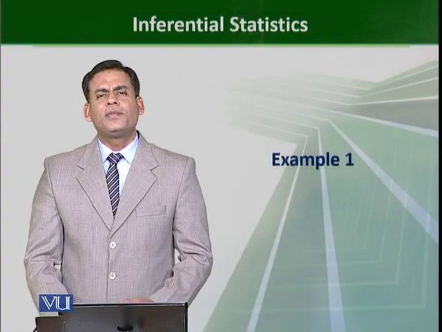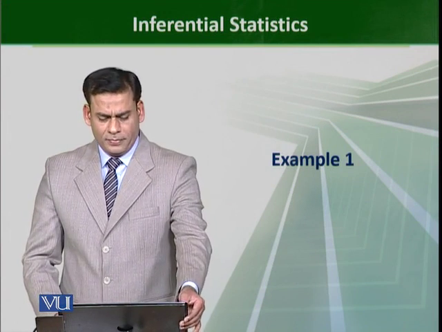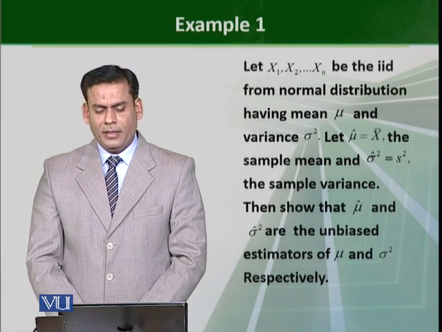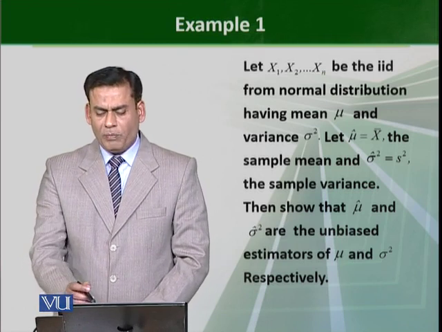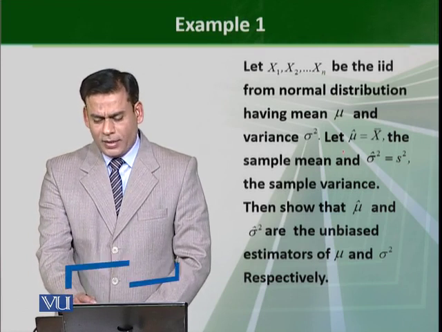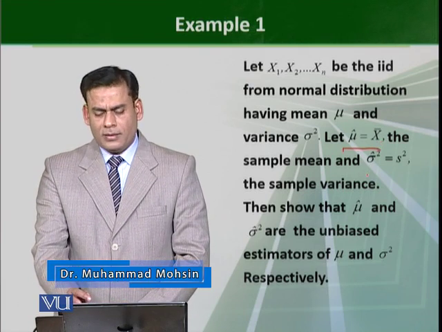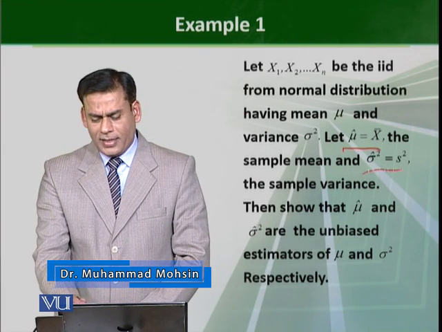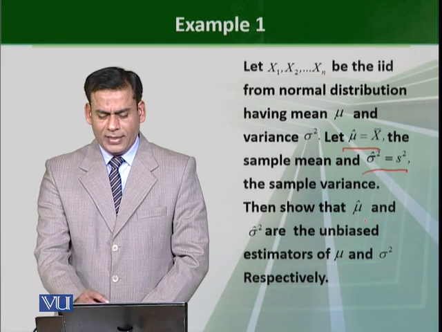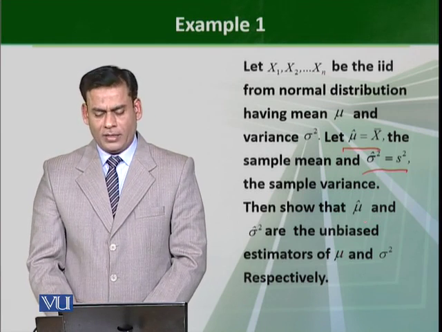To understand the concept of unbiasedness, we take a simple example, that is example number 1. Let x1, x2 up to xn be IID from the normal population having mean mu and variance sigma square. Let mu hat, that is x bar, be the sample mean, and sigma hat square, that is s square, be the sample variance. Then show that mu hat and sigma hat square are the unbiased estimators of mu and sigma square respectively.